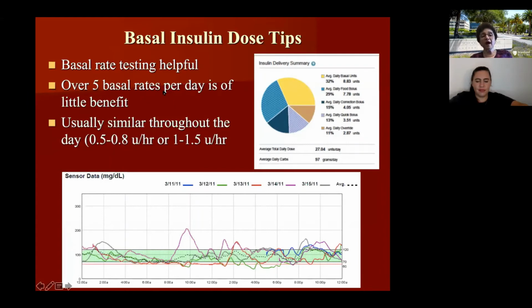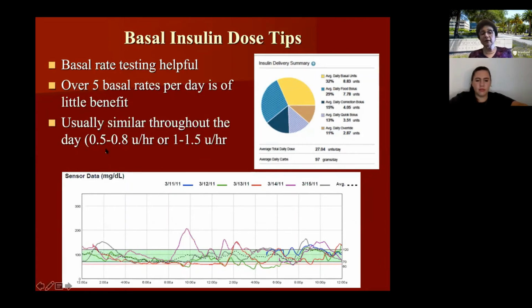So if you're having 10, 20 basal rates, probably something is not right, because usually over 5 basal rates per day is not useful. If you're having a lot of different basal rates, consolidate them and see what you can do to make more sense of them. Basal rates are usually relatively similar throughout the day. So don't use the basal rate for the times when you're undercorrecting your meals. Use them just as basal rates, right?